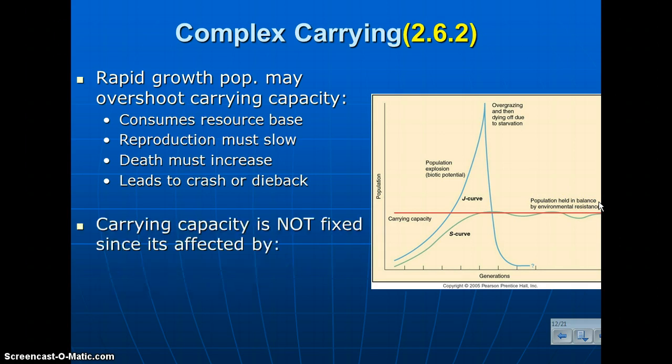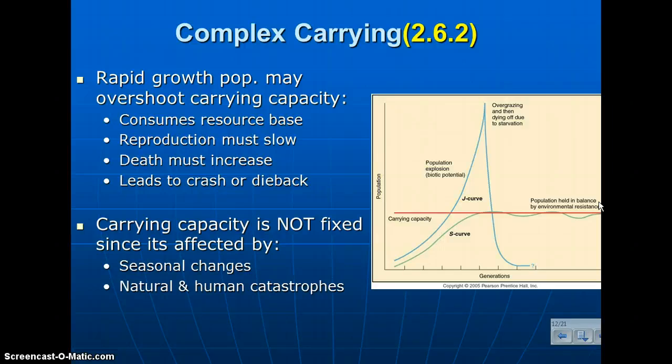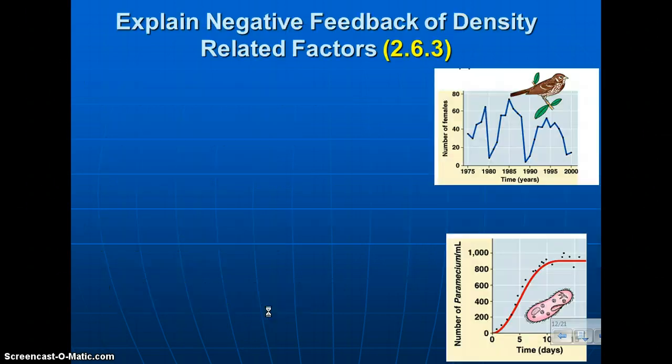But we do need to understand that carrying capacity is not a fixed thing. It is affected by seasons because there's different abiotic and biotic factors changing by seasons. It'll also be affected by human issues and also natural catastrophes. And also if there's immigration, things coming into the environment, organisms entering, or exiting organisms, emigration.